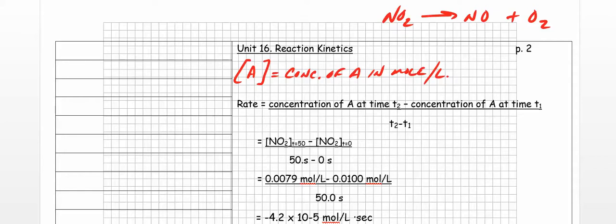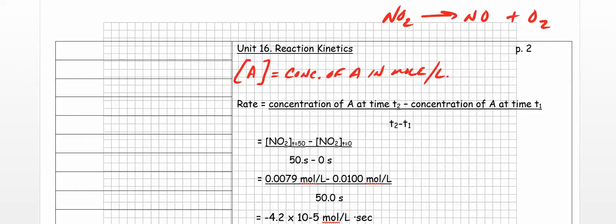Now let's talk about rate in general. If I were to say that A with brackets around it is the concentration of some product or reactant, we'll call it A, in moles per liter, then rate would equal the concentration at some time, we'll call it T2, minus the concentration at another time, we'll call it T1, over the difference in those times. So let's take, for example, NO2.